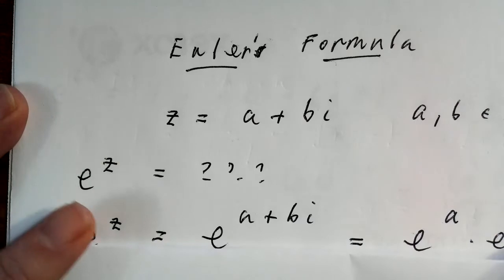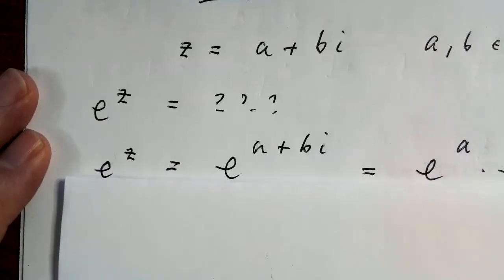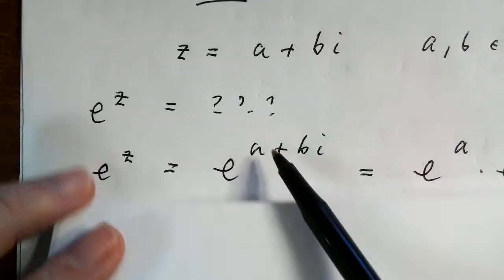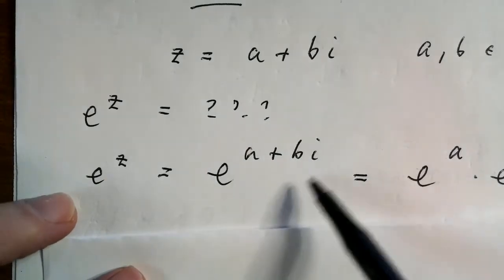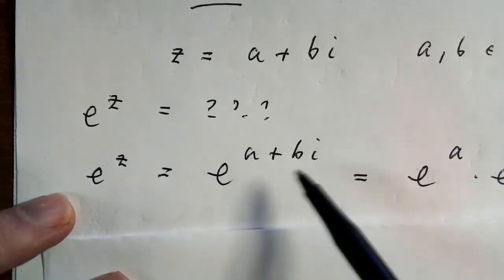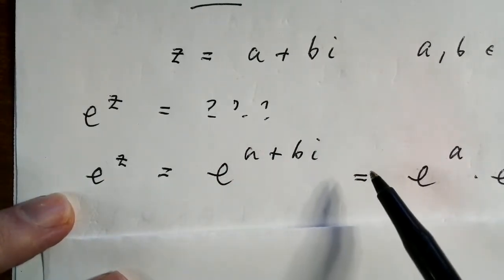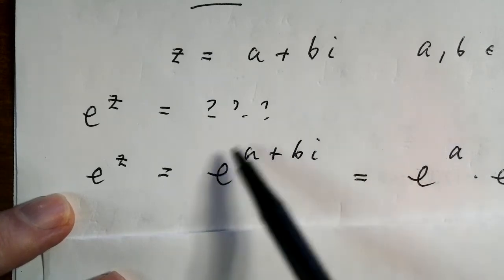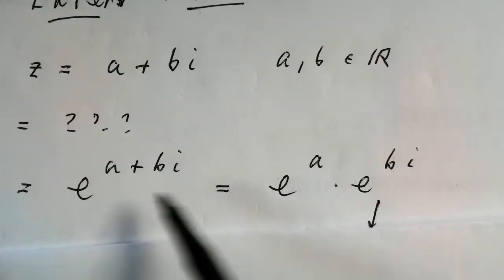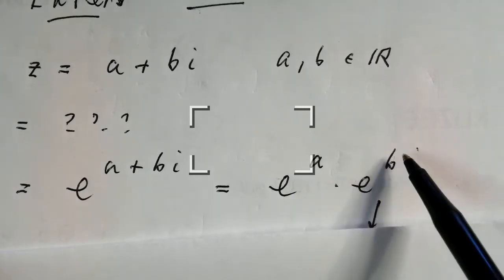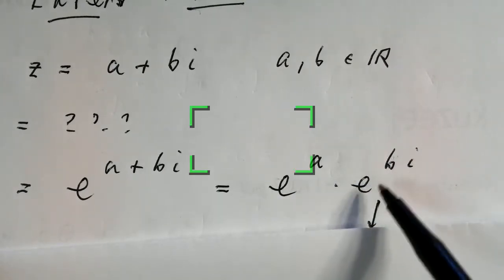So let's substitute a plus bi in. e to the z is e to the a plus bi. Now, however this is defined, we would want the usual rules of exponents to hold. So we would want to be able to break this down into e to the a times e to the bi. That would only make sense.